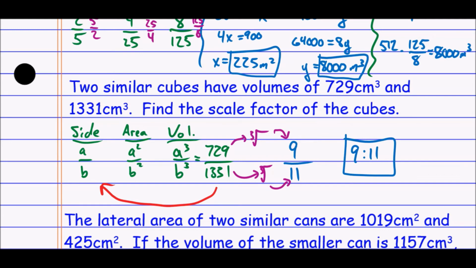I could write it like this, or I could leave it as a fraction. It doesn't matter. It's okay to leave it as a fraction, all right? But then I could also find the ratio for the areas as well by squaring those things, 81 over 121, okay? So there's a lot of different things that we can do once we have that original scale factor, okay?